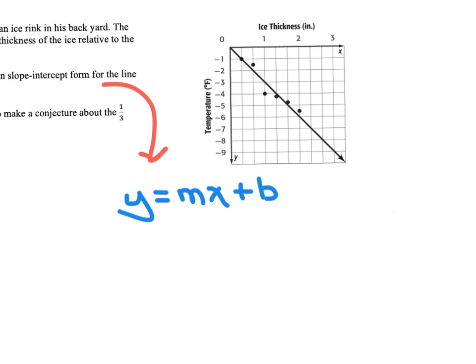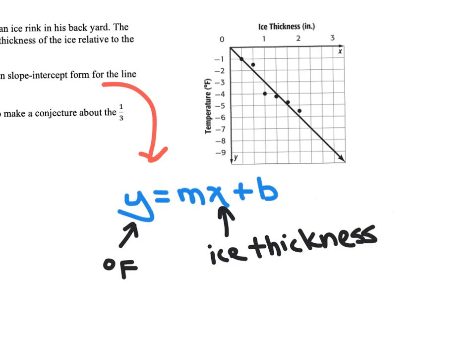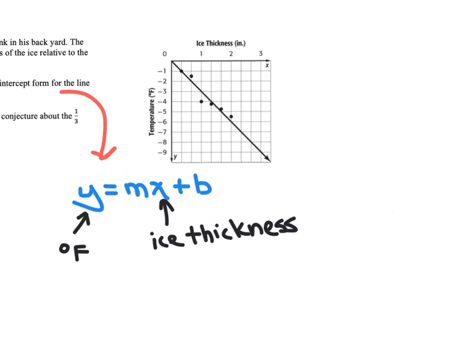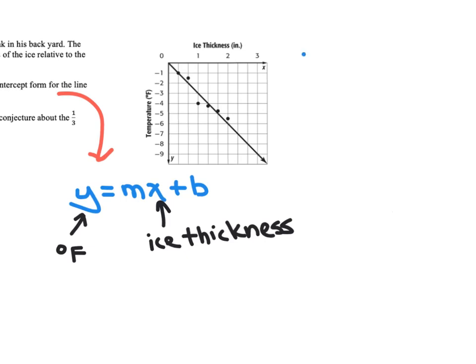So to understand what this means, y is going to be my temperature in degrees Fahrenheit. X is my ice thickness, and I pull this from my graph. My y is my temperature. My x is my ice thickness. Okay, so I'm going to start by figuring out where I begin. So what is my b? Where do I begin? Well, at 0 inches of ice, it is 0 degrees Fahrenheit. So I begin at 0 degrees Fahrenheit. That's where my line begins.